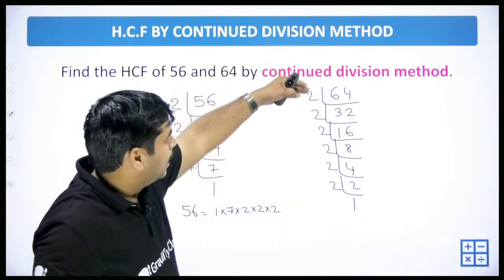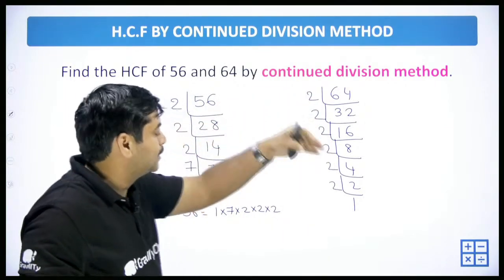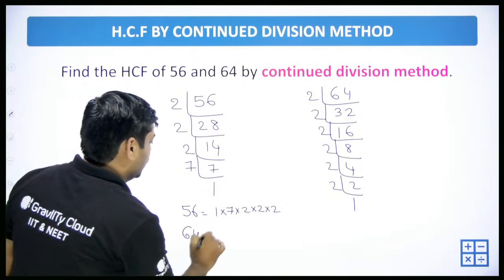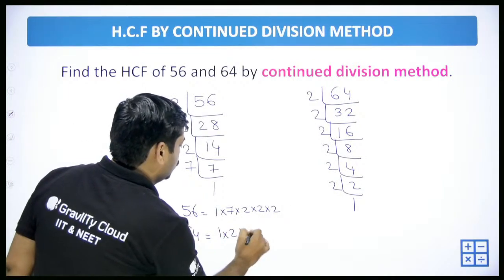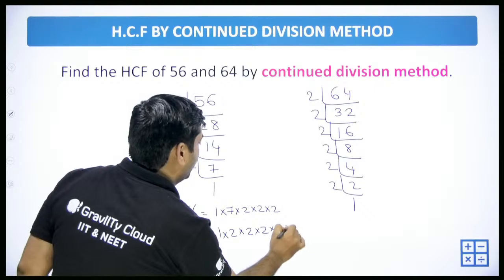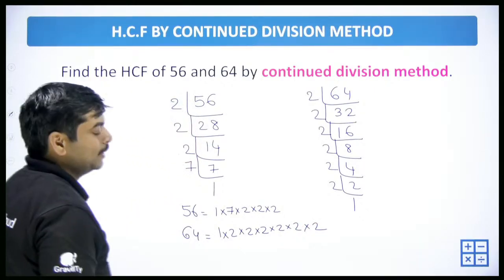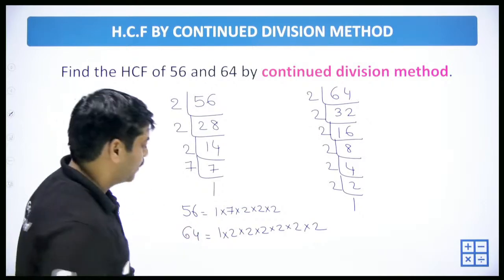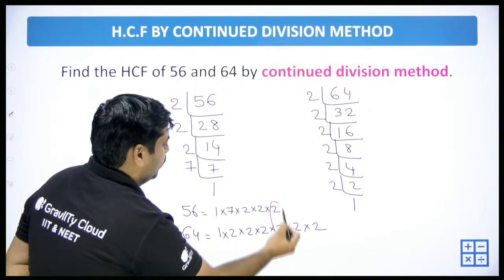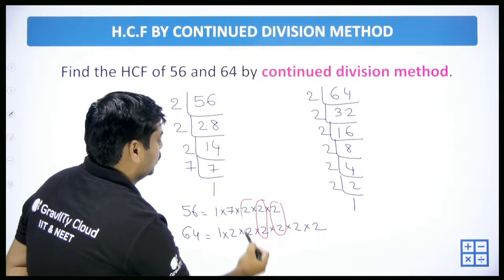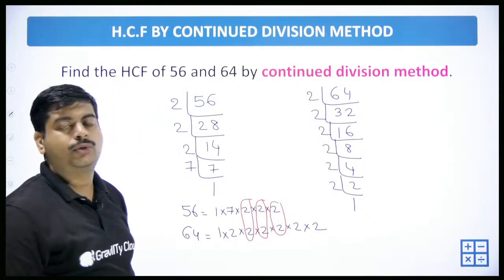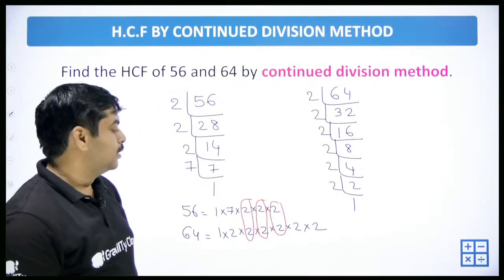How many times? 1, 2, 3, 4, 5, 6. So 64 is 1 into 2 six times. Now tell me how many times this number is repeated, I mean, which is common between them. So 2 is common, again 2 is common, and again 2 is common. So 2 into 2 into 2.